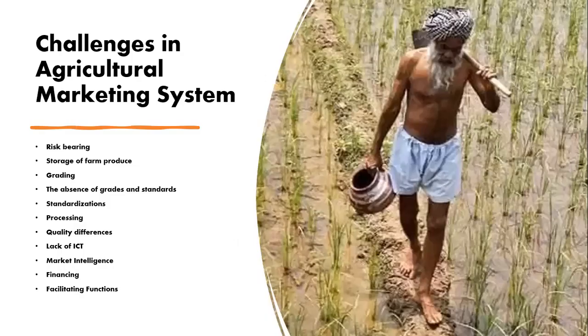These are the basics. And other challenging factors, when we look at the agricultural marketing system, is risk bearing: how that risk is borne throughout the value chain, right? You know that there are two risk factors. One is production risk, the other one is marketing risk. So there are two risk factors in one particular value chain.